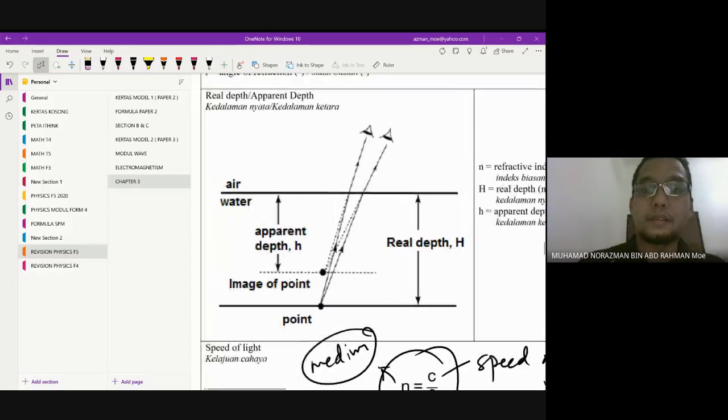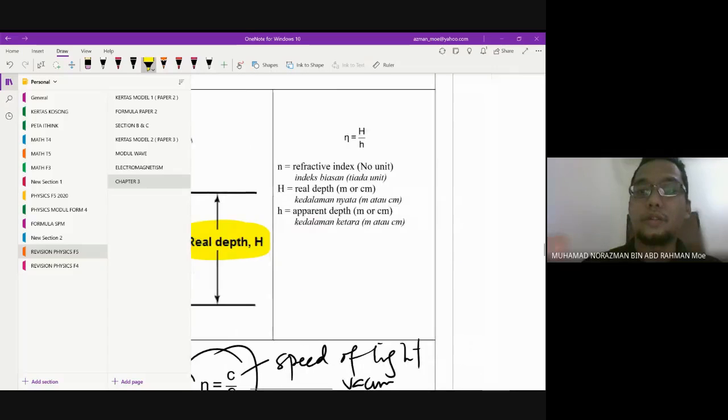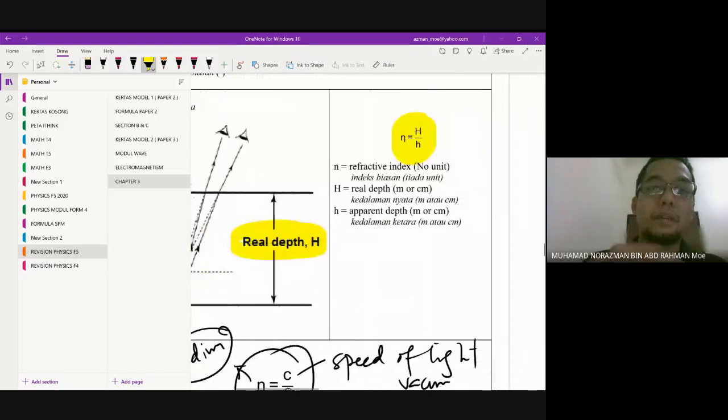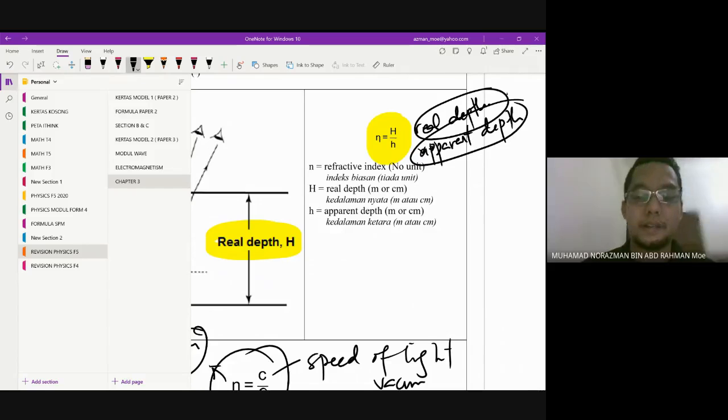Okay, next we have real depth, apparent depth. Apparent depth, small h, real depth, capital letter H. So the formula n is equal to capital letter H over small letter h. Basically real depth over apparent depth. Apparent over image. Okay, you can ingat.